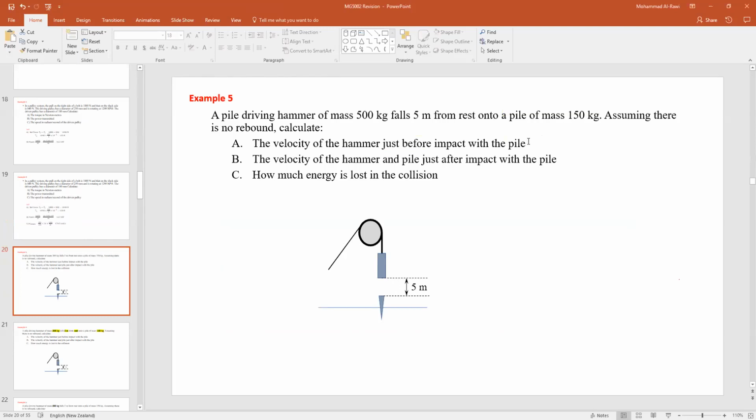So I want you guys to try part A. If you can submit in the chat what's the answer for part A. Did we get the answer? Matthew, perfect, well done.